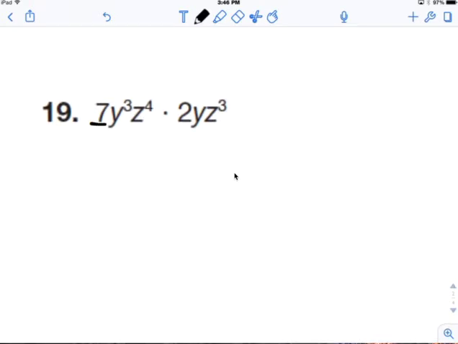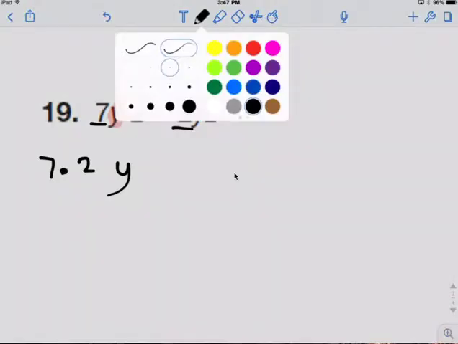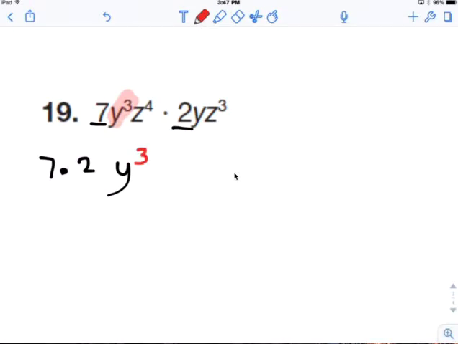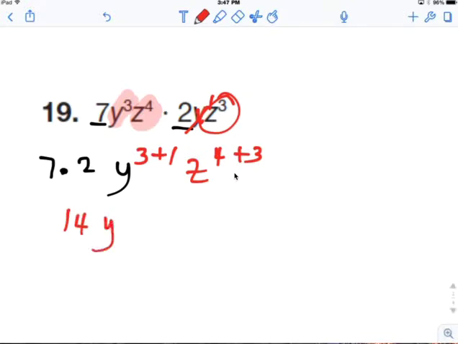This one here, 7 and 2 are different base. Y to the 3rd here, and just a regular y or 1y. Z to the 4th, and Z to the 3rd there. There's 3Z there. 14y to the 4th, and Z to the 7th.